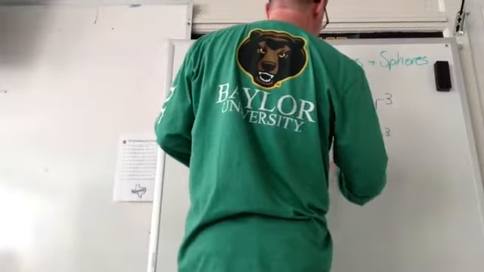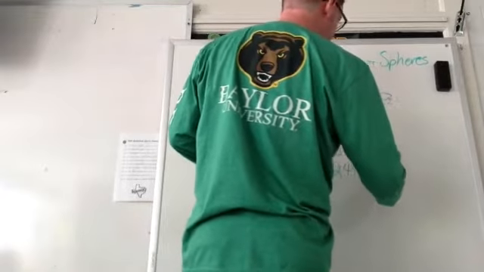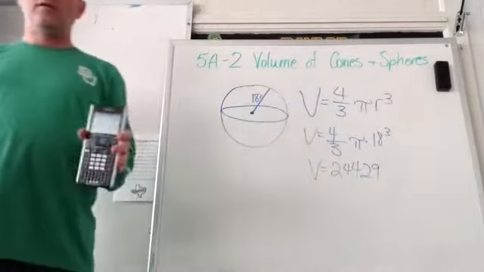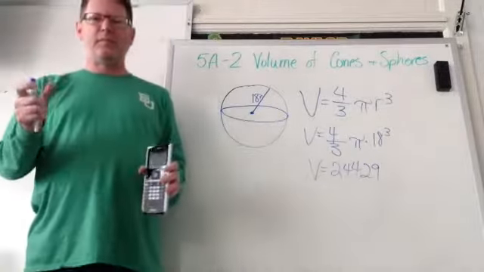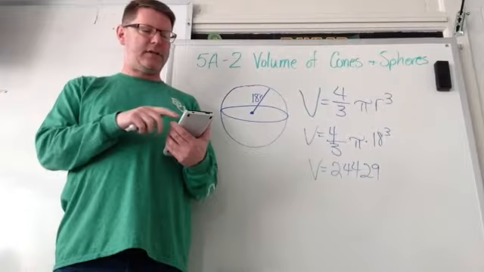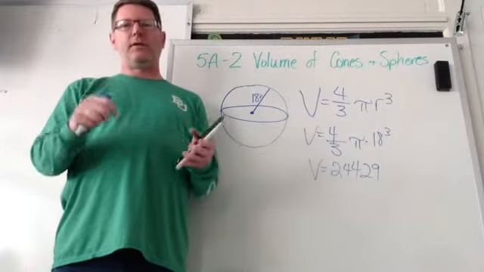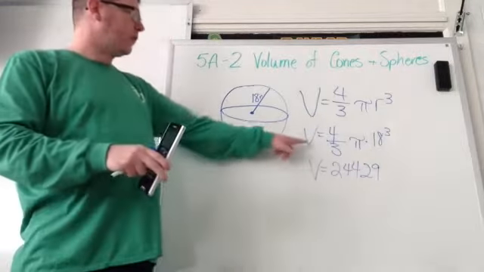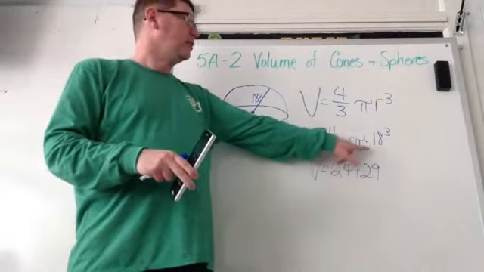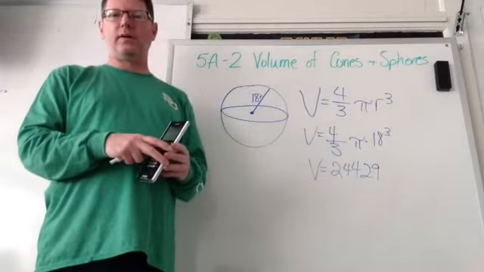So V equals 24429. There's something crazy going on. Because what you'll notice about your calculator is no decimal afterwards. That's kind of important. Your calculator only stops at 5 digits, it looks like. So sometimes you're going to have to round. So we'll have to make sure we can figure that out with this calculator. But anyway, 4/3 times pi times 18 to the third power, and that gives us the volume of our sphere.